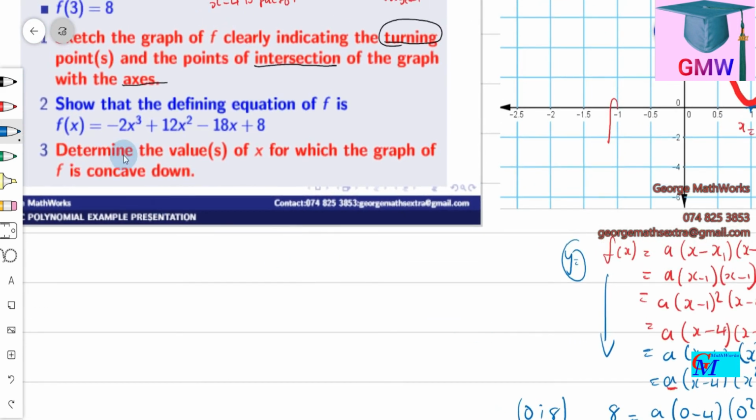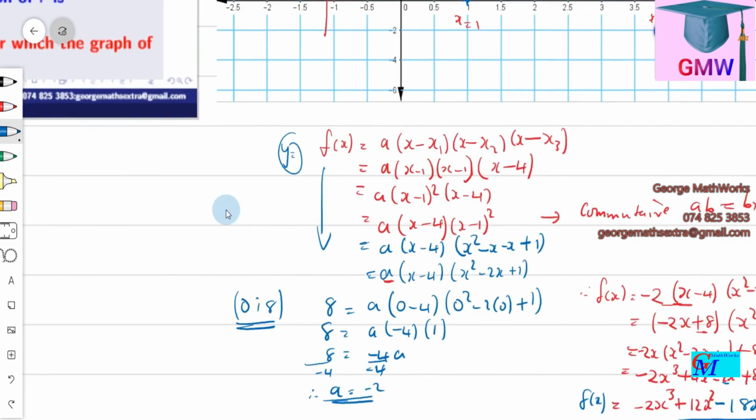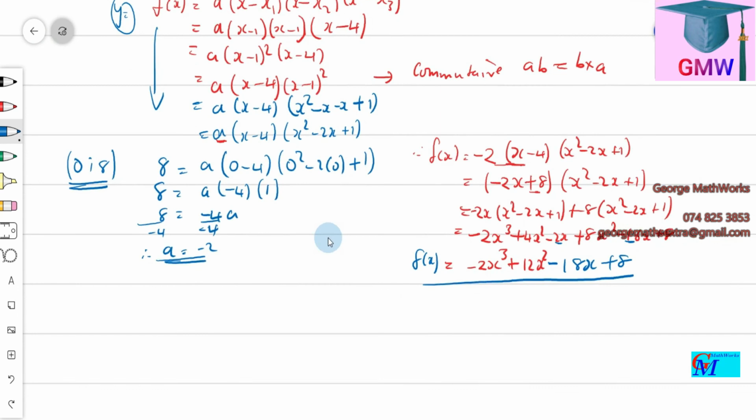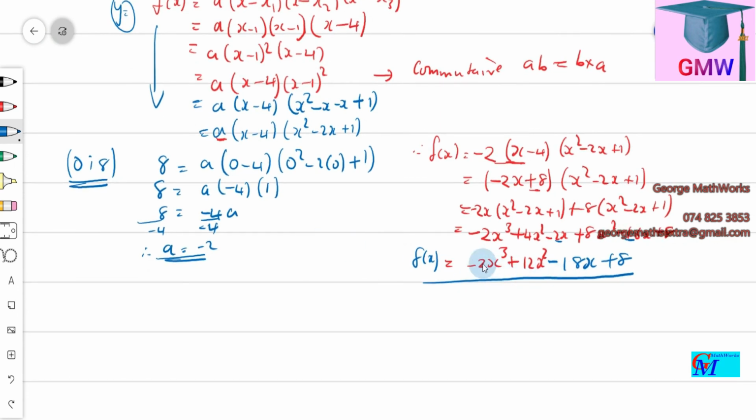So here they wanted us to show that minus 2x cubed plus 12x squared minus 18x plus 8. Now, this is what we wanted to show, and we have simplified our solution, and it looks exactly like the one we have.